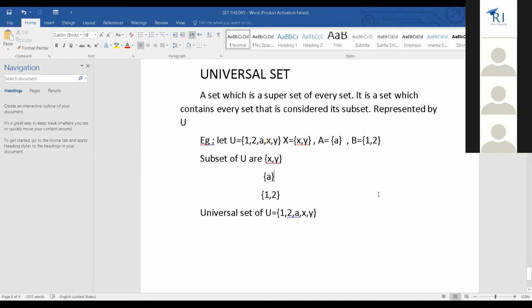Okay, yeah, go ahead. What he's trying to say is that here we have set U, which has 1, 2, A, X, and Y. If we wrote the subsets of only this set, it can be X, Y, A, 1, and 2. We can make it more. Wait, I will write it here: all the subsets of set U. All the elements. Okay, now let's write the subsets of this set.